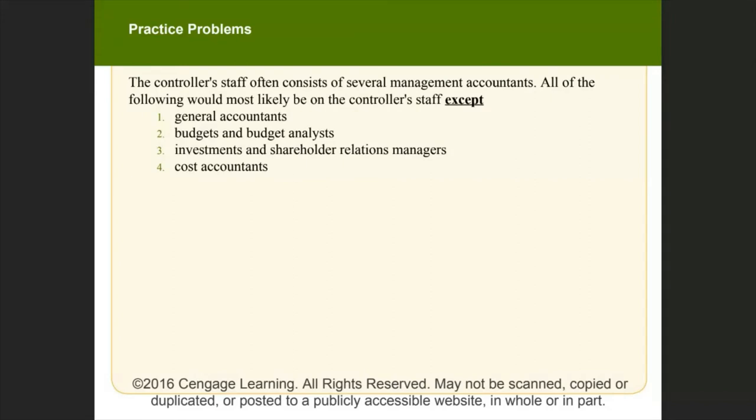The controller staff often consists of several management accountants. All of the following would most likely be on the controller staff except. So we're trying to figure out who would normally be on the controller's staff, and it often consists of several management accountants. So we have a general accountant, budgets and budget analysis, investments and shareholder relations, and cost accountants.